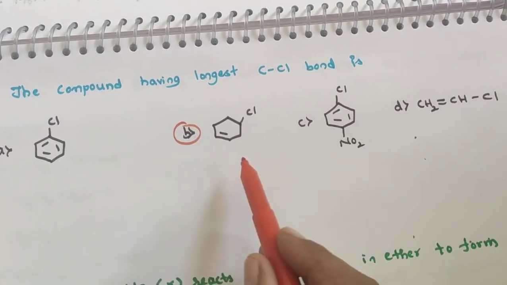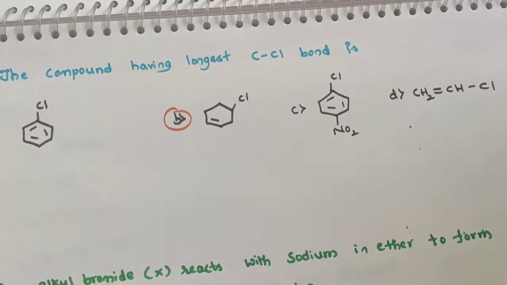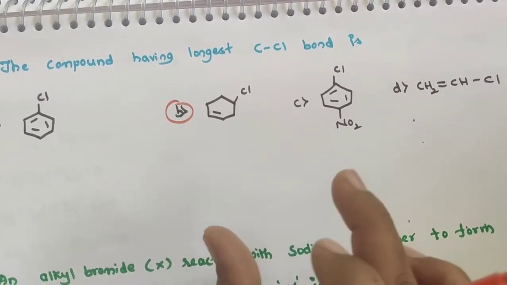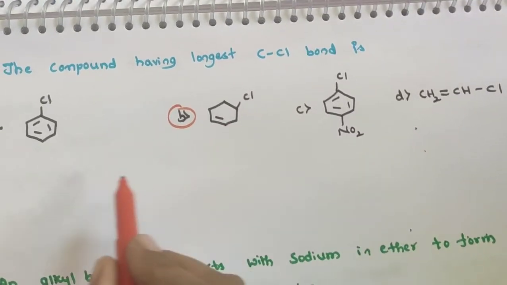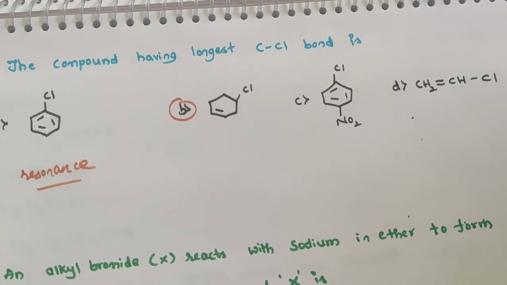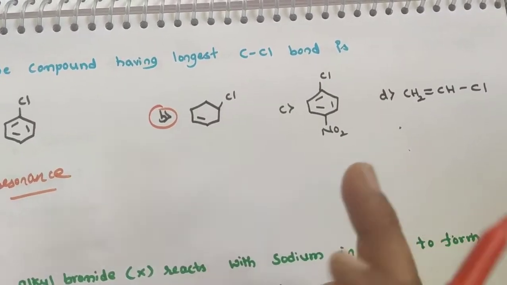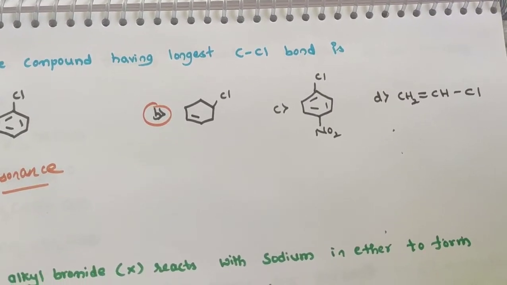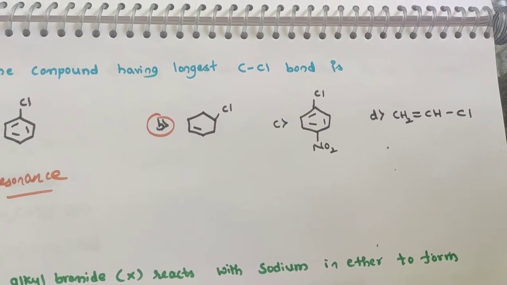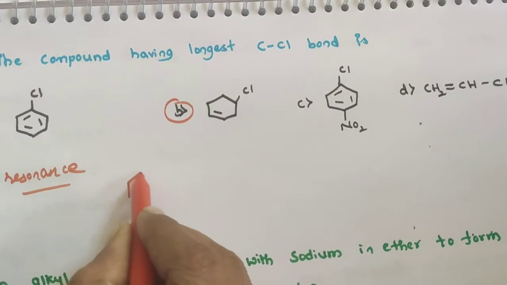So here in chlorobenzene, 1-chloro-4-nitrobenzene and vinyl chloride, formation of a double bond takes place between the C-Cl bond due to resonance. But in 4-chlorocyclohexene, no such resonance takes place. Hence the C-Cl bond length is longest in this compound.